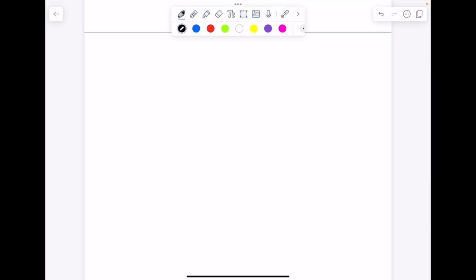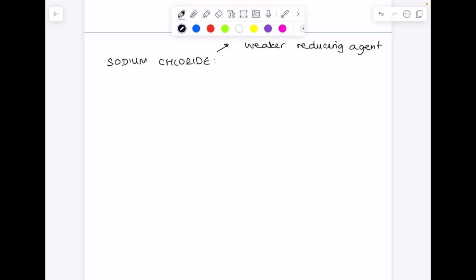Let's take these various halide ions in turn then. So we're going to descend the group starting with sodium chloride, so the chloride ion. Remember, we're expecting as we descend that group that this chloride ion will be a weaker reducing agent compared with the halogens, which are lower down in the group. And we're going to prove that now.